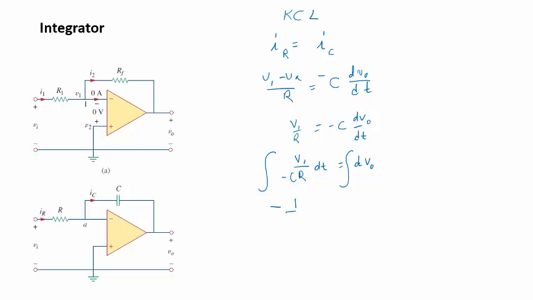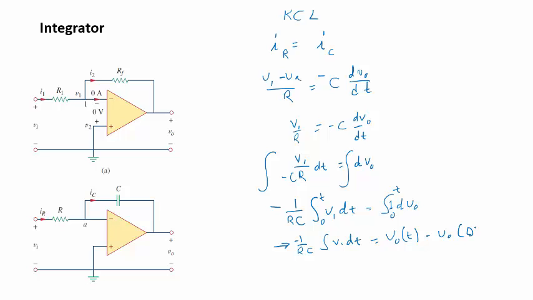So I have my 1 over RC integral of V in dt equals integral of dV out, which if we do that, we now have minus 1 over RC integral V1 dt equals V out. And we're integrating from 0 to t on both sides, 0 to t equals V out at t, because remember there's an implied 1 there, there's nothing else there. So V out at t minus V out at 0.